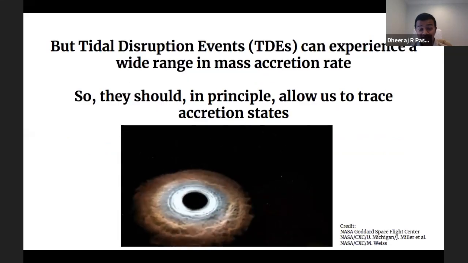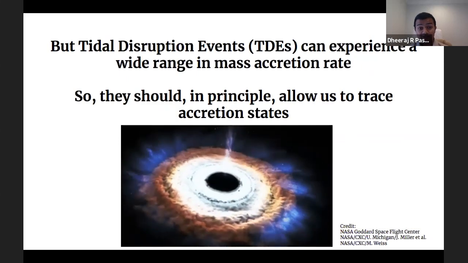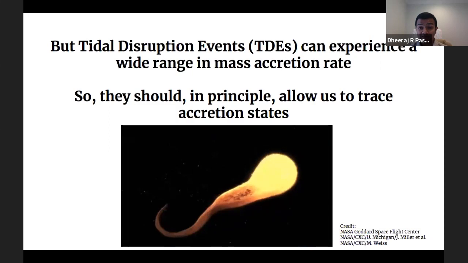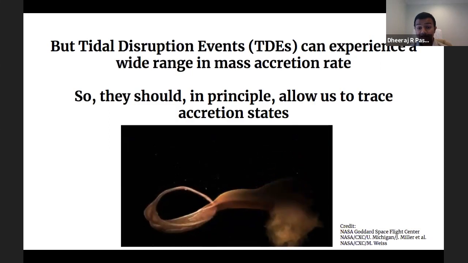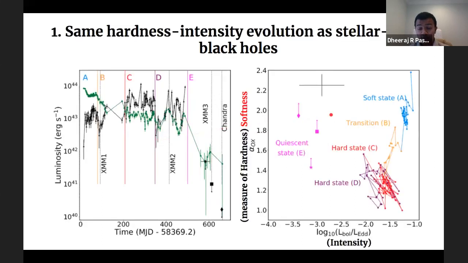However, TDEs are different, as we just heard. The mass accretion rate changes by several orders of magnitude. So in principle, if we can track them for long enough, we should be able to track all these states. And we think we've identified first a system in TDE where multiple states and multiple state transitions are seen. And we have 3 independent lines of evidence that make us think that we are seeing these accretion states and transitions.